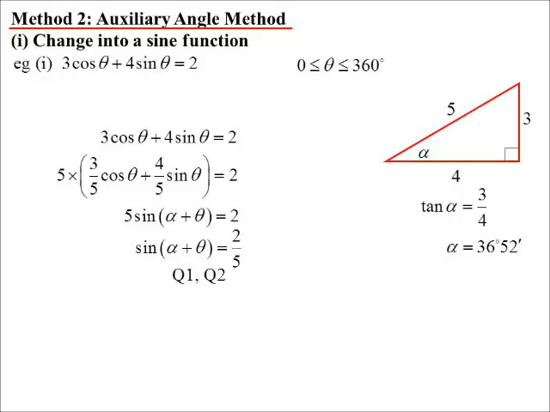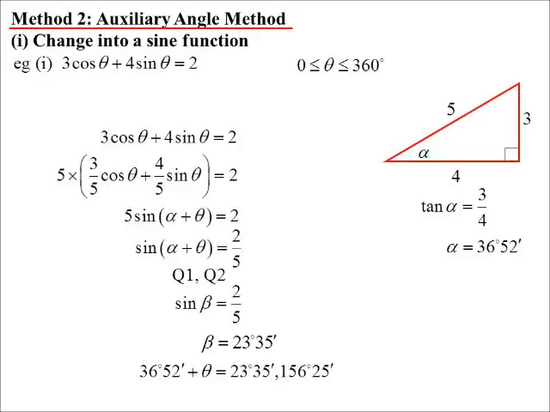So I know that sine of alpha plus theta is 2/5. It's either in the first or the second quadrant for this one. So the acute angle, which I'm now going to call beta, just give it another pronumeral, is 2/5. The acute angle is 23 degrees 35. So alpha plus theta is either 23.35 or 156.25. Subtract 36.52 and we get the same answers almost as before.